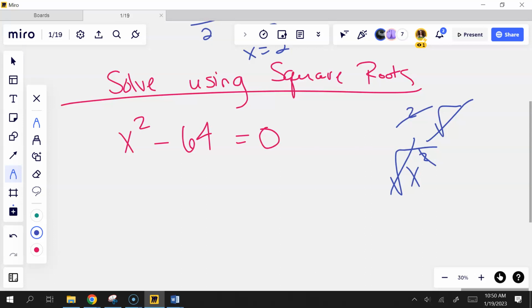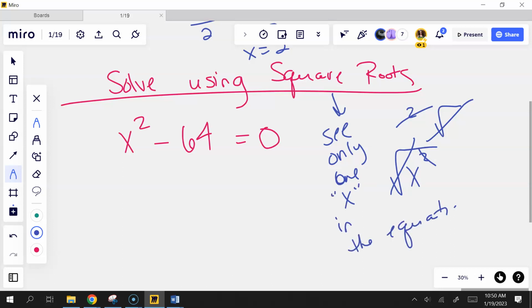So how do I solve using square roots? Well, this method is going to be used whenever you see only one x in the equation. For right now, I'll tell you, hey, solve using square roots. On your test, whenever we get there, you'll have a section where it'll say solve using the best method possible. So if you ever see just one x in the equation, you know you can SAD map your way out of it. You can solve.